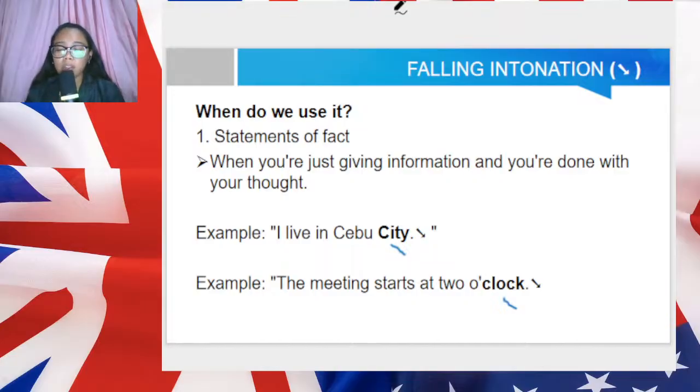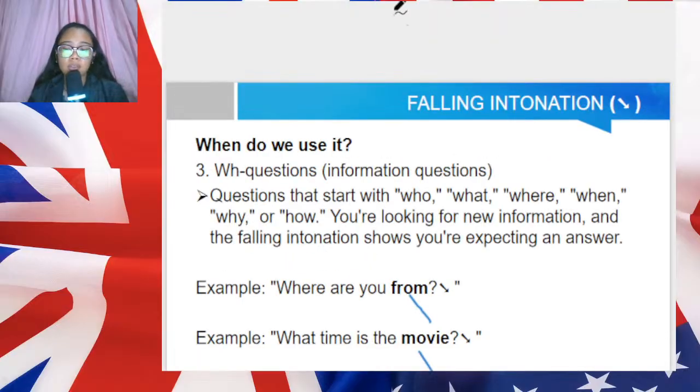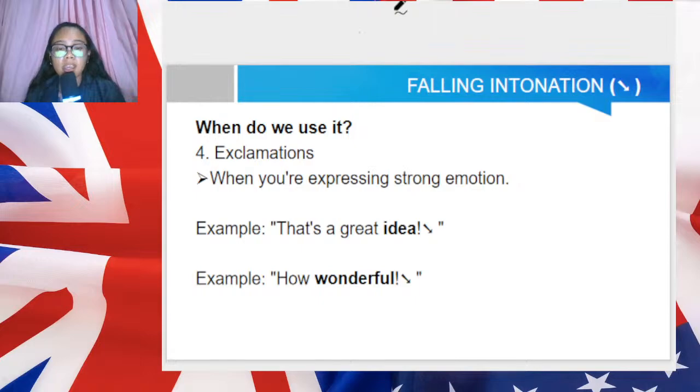So far, we've already talked about the context where you're just stating a fact, so statements of fact. Next to that is commands, okay? When you're telling someone to do something, that's commands. It can also be done in falling intonation, as well as WH questions, and now on exclamations. So let's really expand on the use of falling intonation specifically for exclamations.